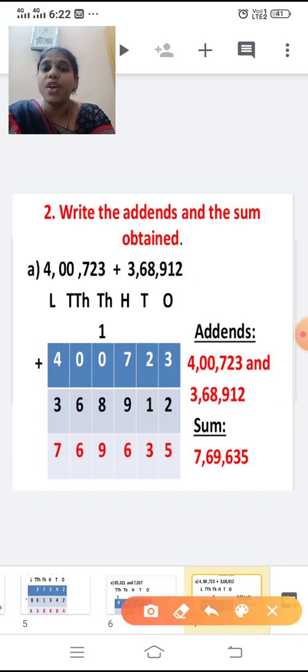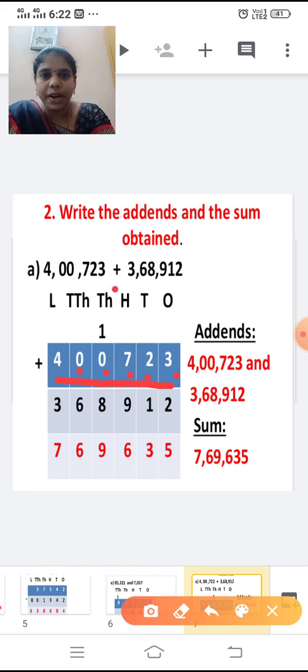Take the first number, 4,723. So write this 3 in the ones place, 2 in the tens place, 7 in the hundreds place, 0 in the thousands place, 0 in the 10,000 place, and 4 in the lakh place, right?